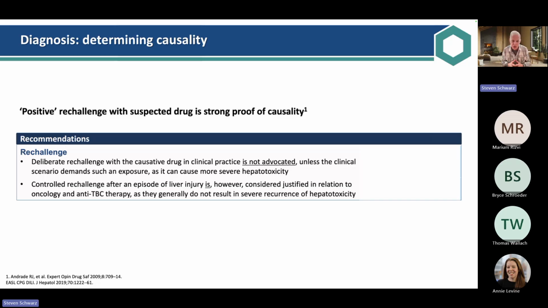You cannot re-challenge them. Other drugs, such as isoniazid, you may want to restart, perhaps at a lower dose, because they don't generally result in severe recurrence of hepatotoxicity. So again, it depends on the drug that you're using as to whether or not you want to rechallenge. In most cases, if you strongly suspect DILI, you are not going to rechallenge with that drug.